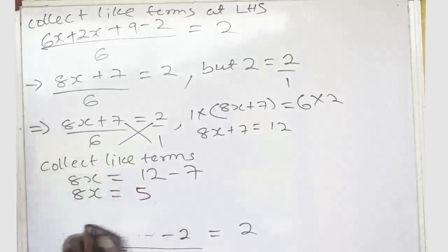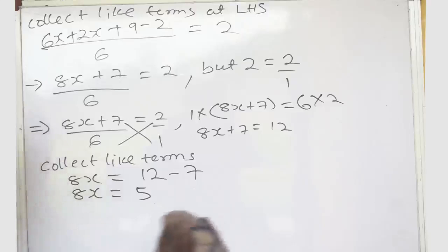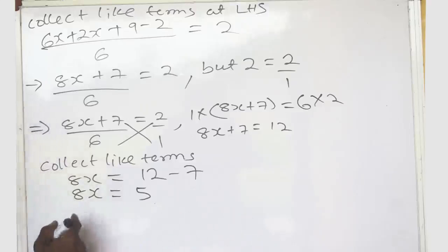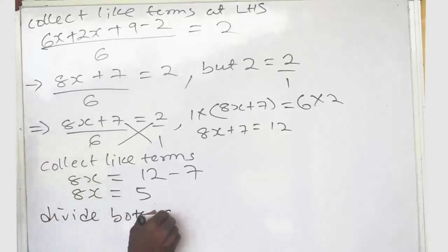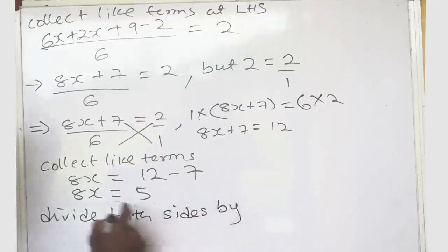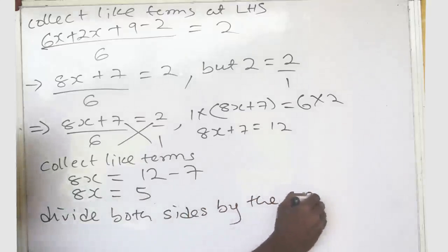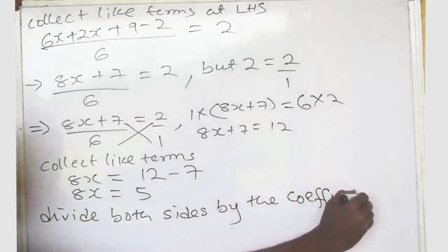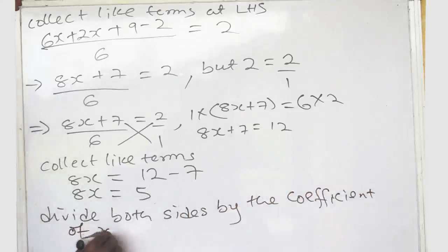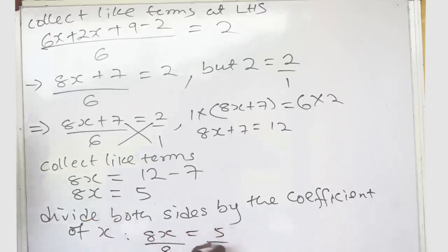Now, let us clean this. Now you are looking for x, you are not looking for 8x. To get x, you say divide both sides by the coefficient of x. The coefficient of x here is 8. So 8x divided by 8 equal to 5 divided by 8. This cancels this. x will be equal to 5 over 8. So this is the answer. Absolutely, this is the answer.